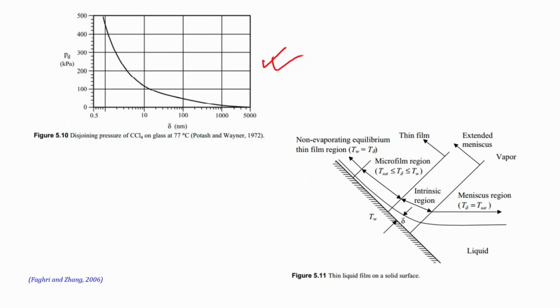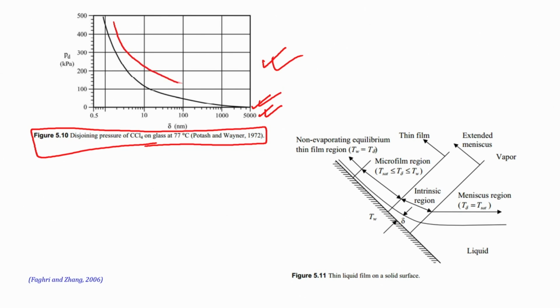Let us look at this particular graph over here. This is basically the disjoining pressure on glass at 77 degrees Celsius, and the horizontal scale, of the order of nanometers, is the thickness of the liquid layer. When it is about 5000 nanometer, which is 5 micron, you do not see any disjoining pressure at all. It is practically non-existent, and it shows this exponential type of decay characteristic, where, for example, when you are at 100 nanometer, the disjoining pressure is actually pretty low.